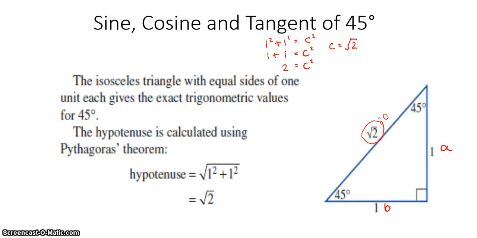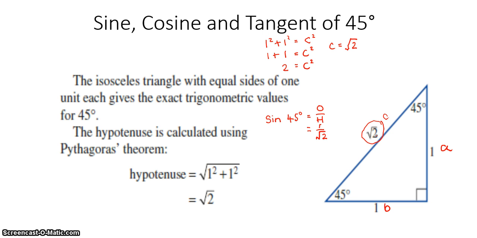Let's start with sine. If we're finding sine of 45 degrees, we know that sine is the opposite side over the hypotenuse. The side opposite 45 degrees here is 1, the hypotenuse is root 2. So sine of 45 degrees is 1 over root 2. If I use this 45 degree angle under here, I get exactly the same answer. The opposite side is 1, the hypotenuse is root 2.